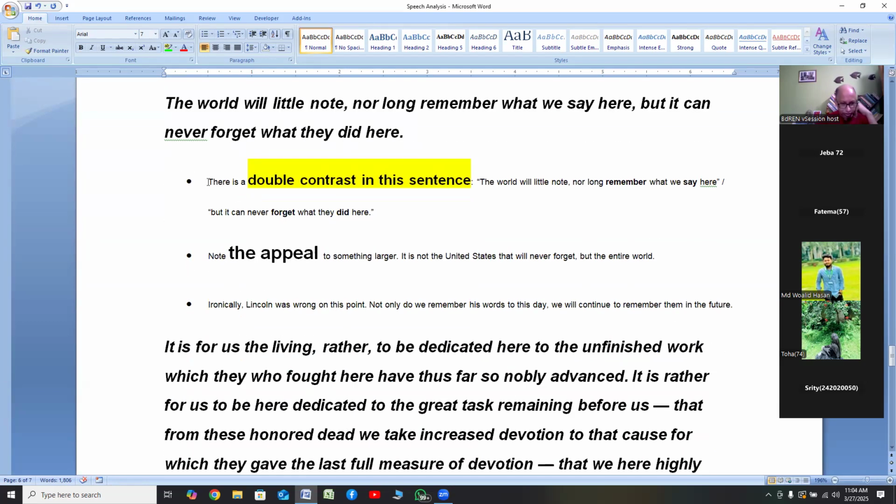And then come here, another point is mentioned here, double contrast. I will not write here the word contrast because I have already discussed it. Use of contrast. For example, the world will little know it, nor long remember. So just think, two ideas are incorporated into a single expression. What we say here, but it can never forget what they did here. This is called double contrast.